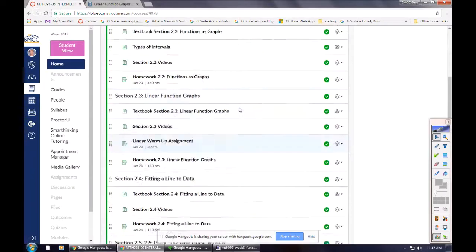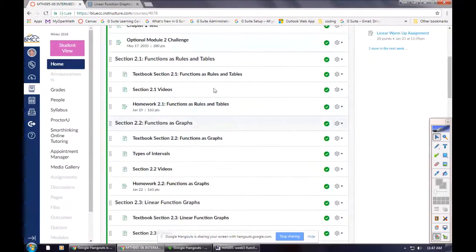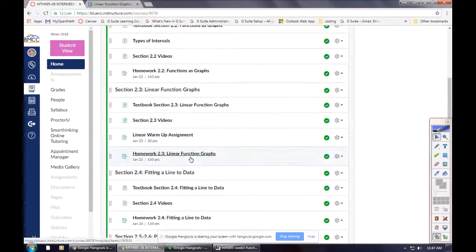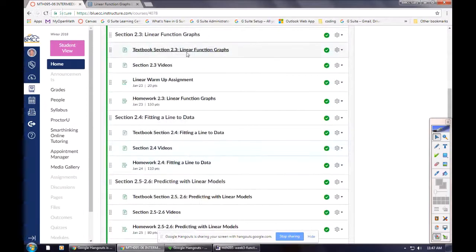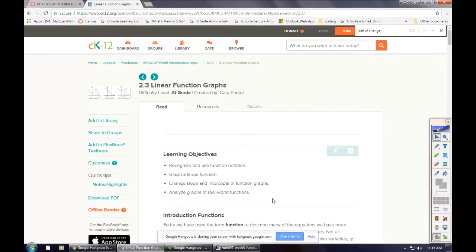Last week was introduction to functions, which I'll review a little right now, but mostly what I'm going to do is go over linear functions and graphs, how to compare them to data, and then using those models to make some predictions. So let's get busy. The textbook is a good thing you should be looking at here.